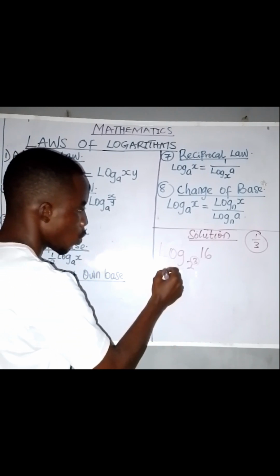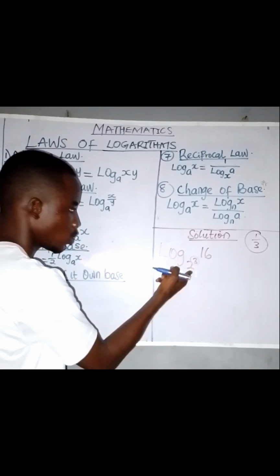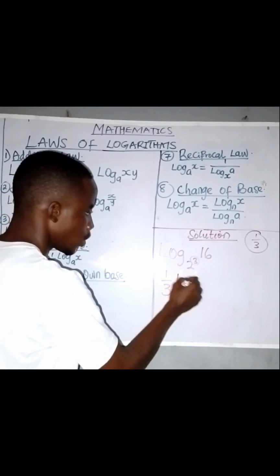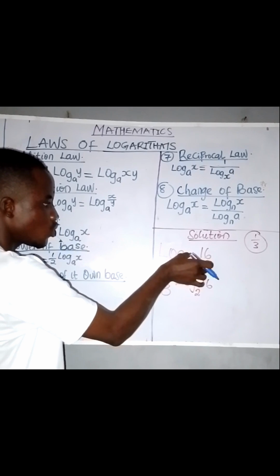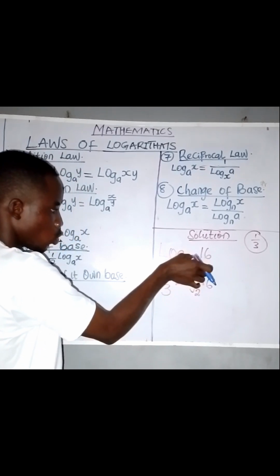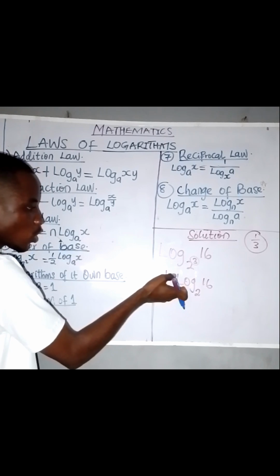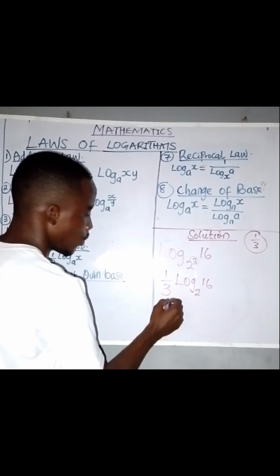So it becomes 1 over 3. I'm picking the reciprocal of the power, which multiplies the logarithm here. Log 2, 1 over 3 log 2 16. So what did I do here? I picked this 3, the power of the base 2, and the reciprocal will now multiply the logarithm itself. It becomes 1 over 3 log 2 16.